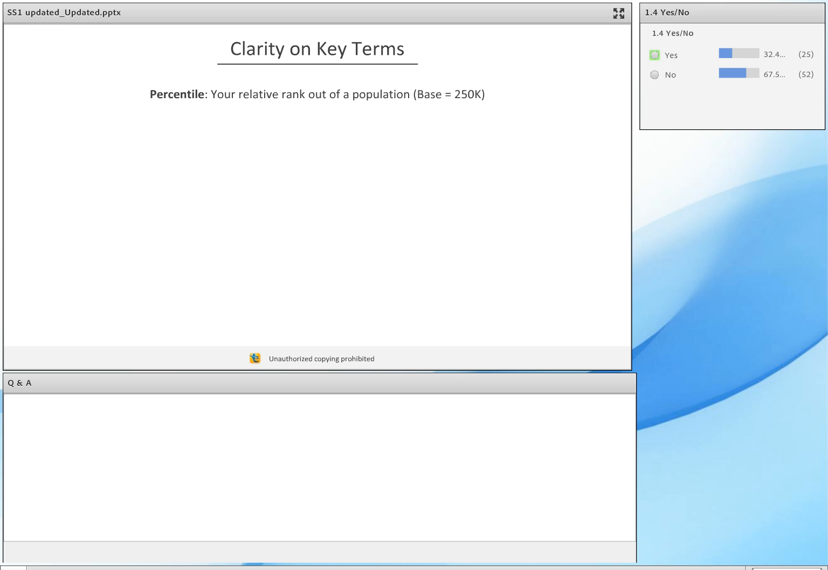The other piece that I want to talk about is this term called a percentile. What is percentile? Very simply, it's your relative rank out of a population. Now, the reason why I want to talk about this term is because even though many of you know this term, you don't understand that term.